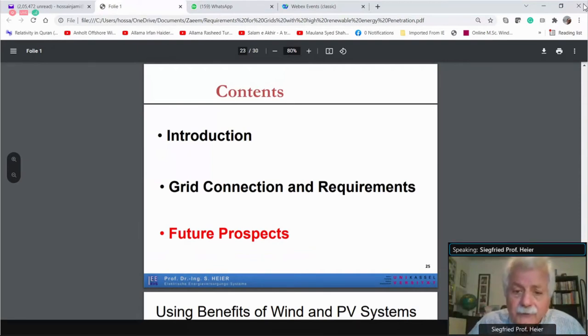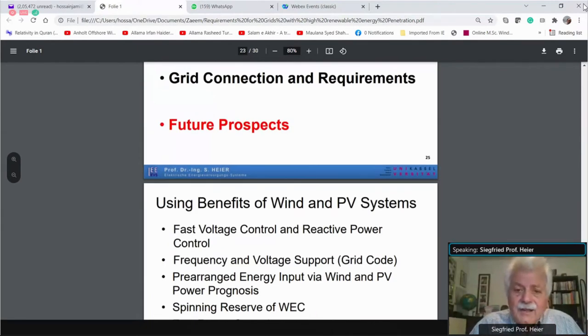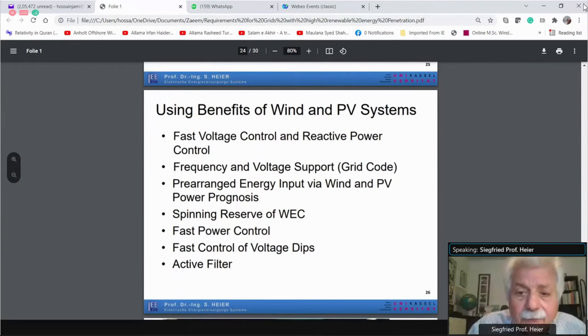The last point will be the future prospects, and here we can use the benefits of wind and PV systems. It means that we have the possibility to control the active and reactive power very, very fast, so that we can provide frequency and voltage support to fulfill the grid code. We can pre-arrange energy input via wind and PV systems via the power prognosis, and the spinning reserve to use for the grid.